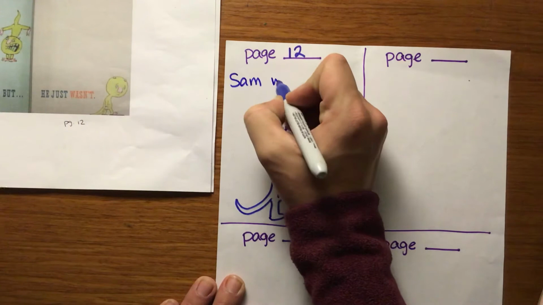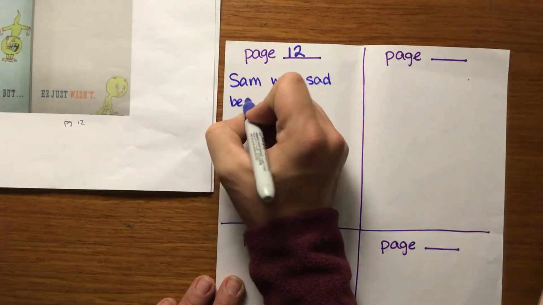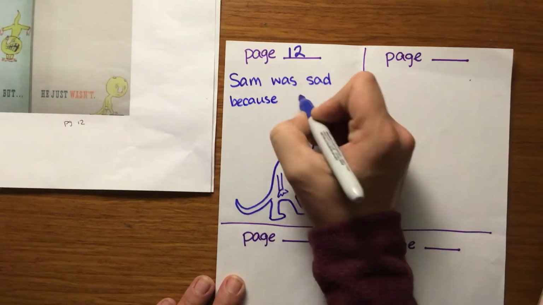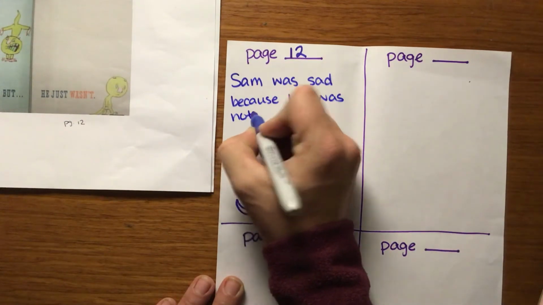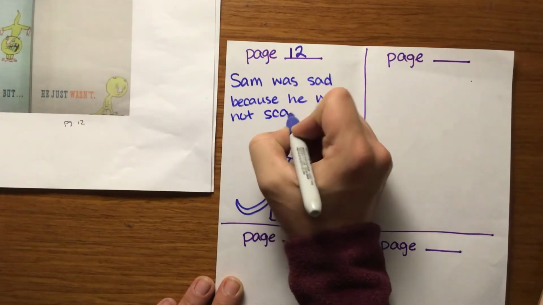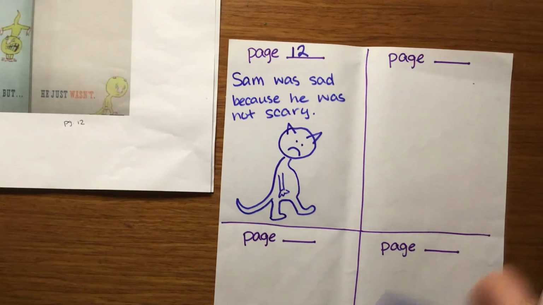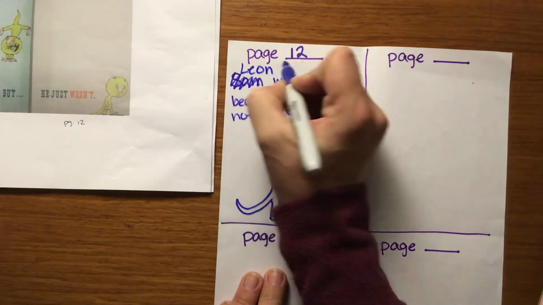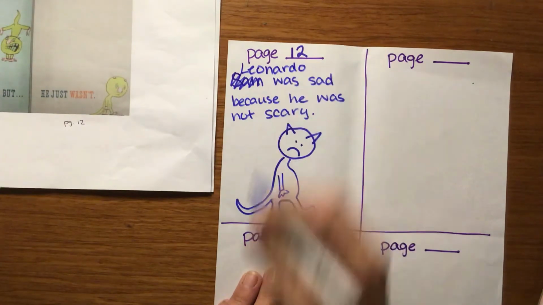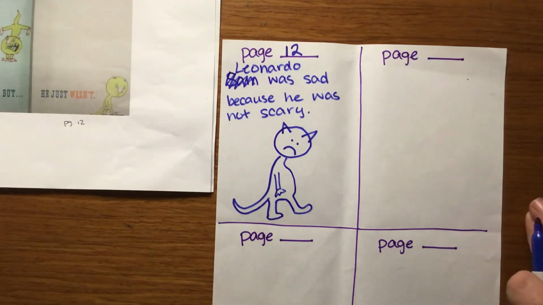And above it, I'm going to write, Sam was sad because he was not scary. That's where I think that Leo, I got confused with my characters for a second, I apologize. That Leonardo was sad because he was not scary.